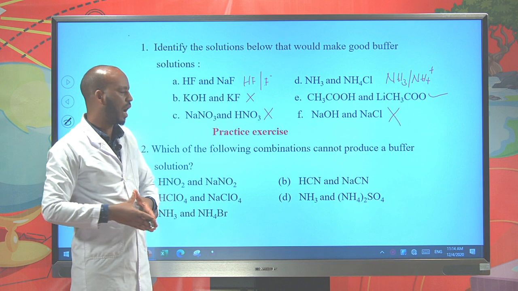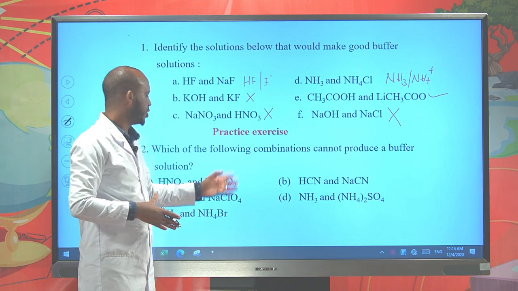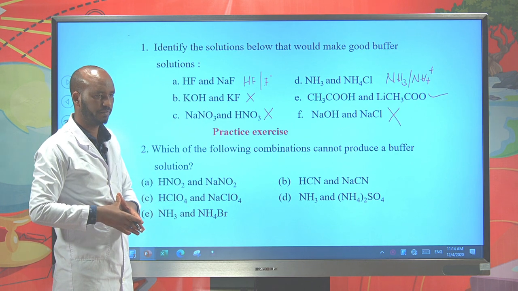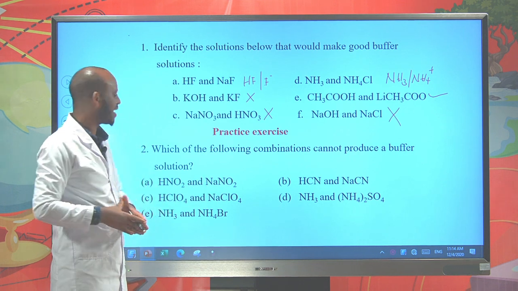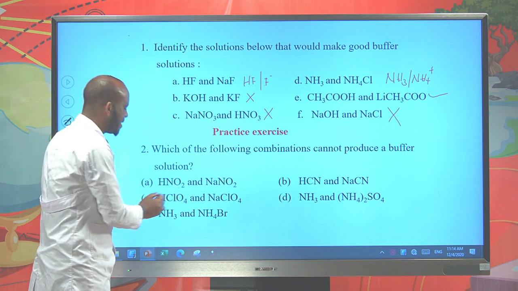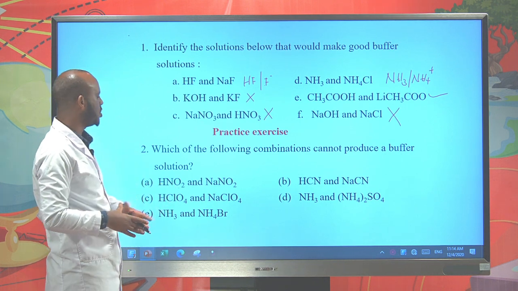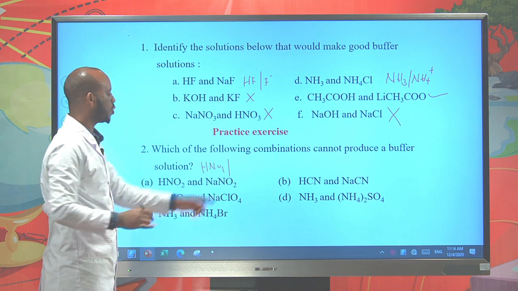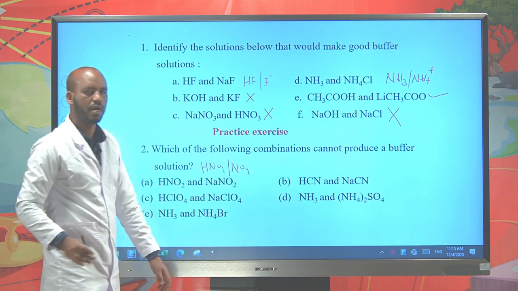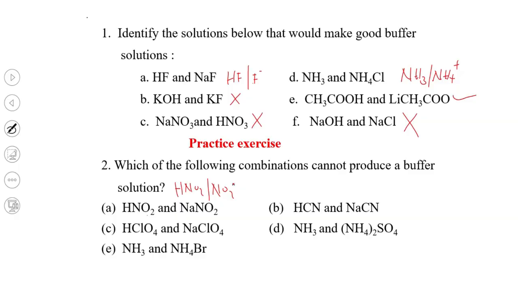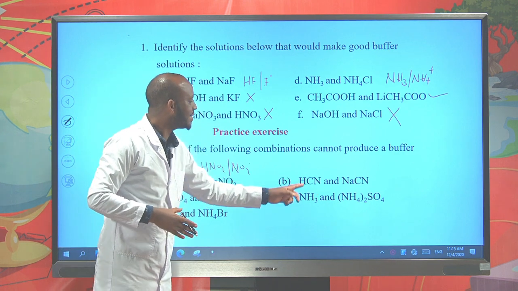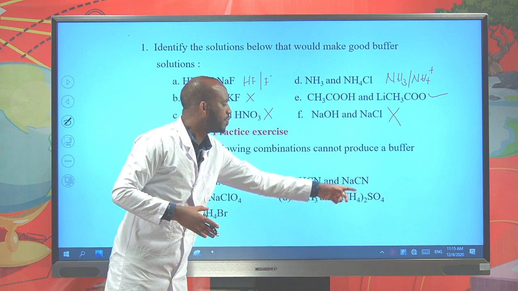Good. How did you do it? Let us do it together. A, nitrous acid and sodium nitrite is an acidic buffer solution, because this solution contains the weak acid, nitrous acid, and its conjugate base, nitrite. You see, HNO2 and its conjugate base nitrite, NO2 minus, make an acidic buffer solution. B, hydrogen cyanide and sodium cyanide. Again, this is an acidic buffer solution because it contains a weak acid and its conjugate base, cyanide ion.